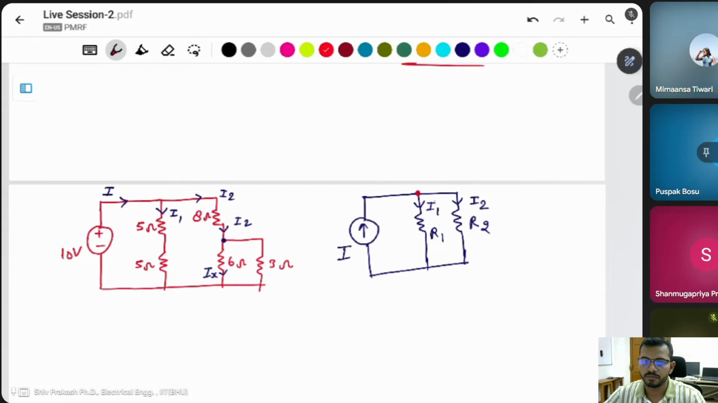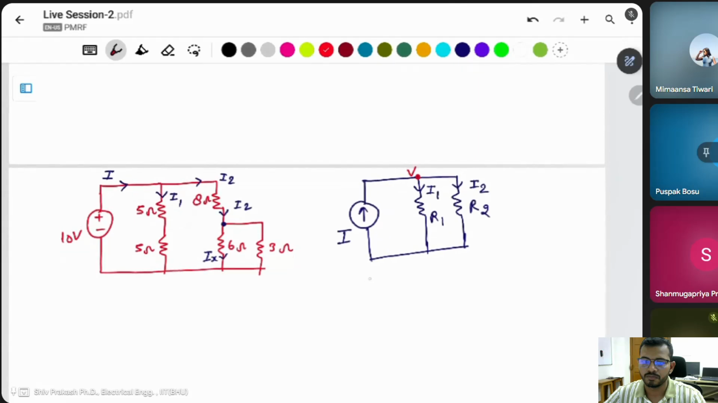Suppose I take a voltage source V here. Then apply the KCL. In KCL, incoming current is taken as I, and outgoing current is taken as negative. I minus I1 minus I2 is equal to 0. Then what is I? I is equal to I1 plus I2.